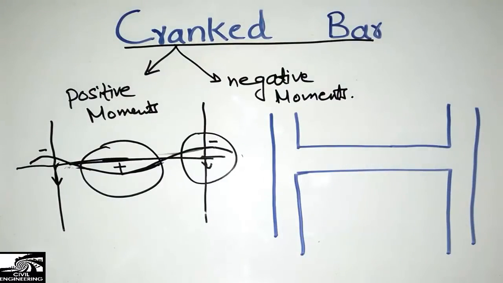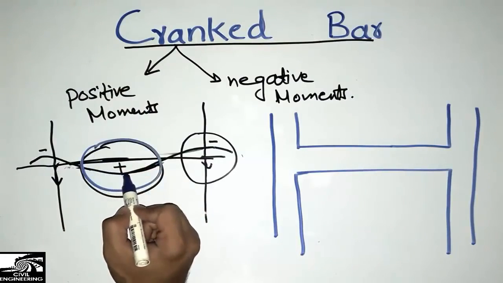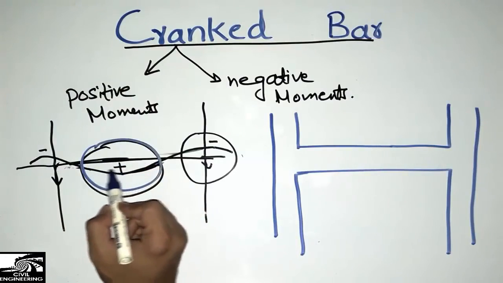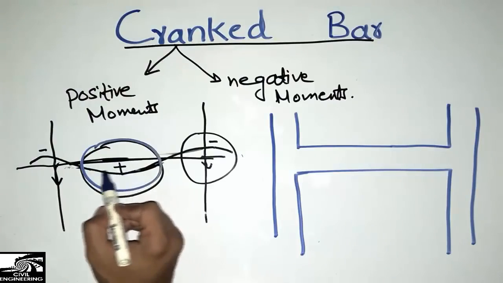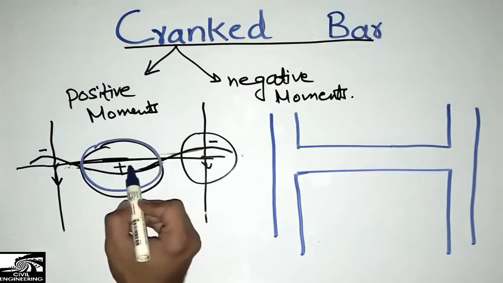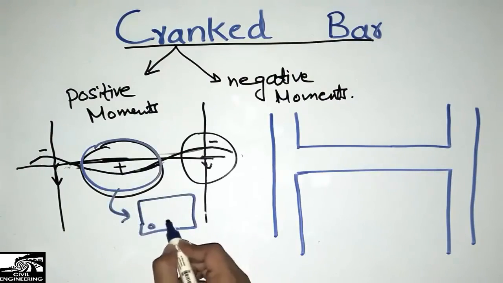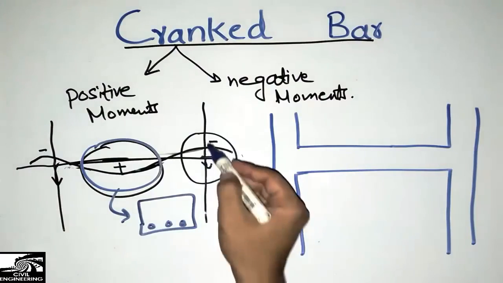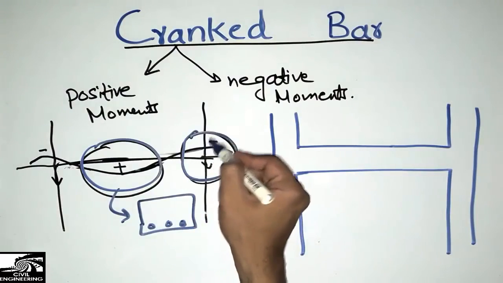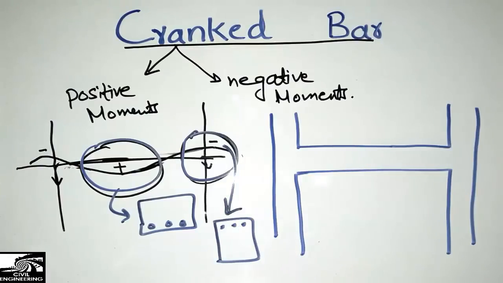Due to the positive bending moment at the center of the beam, we will provide the reinforcement at the bottom to resist the tensile stresses. For positive bending moments, we provide the reinforcement at the bottom of the section. If this is the section at the support, we have the negative moment, so we will provide the reinforcement at the top of the section to resist the negative moments.